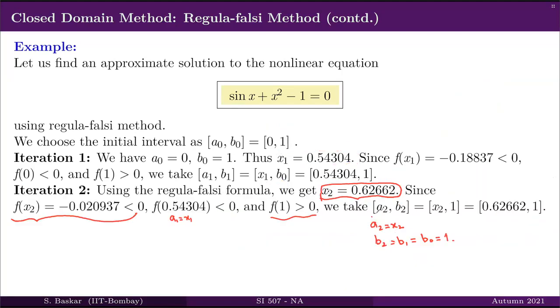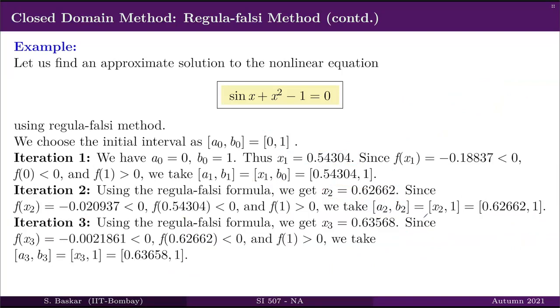Now, once you get the interval a2, b2 from your iteration 2, you can go to find x3 now with the same formula, and x3 is given by 0.63568. Now, if you recall, we have also computed 3 iterations for the same equation using bisection method, and in that case, we got x3 as approximately equal to 0.625. And here, in Regula-Falsi method, we got the value of x3 as 0.635.